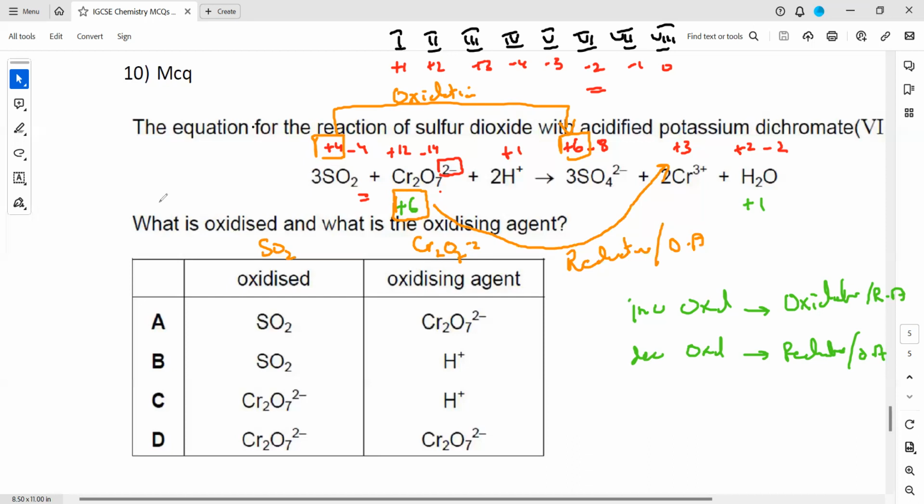For the substance in which oxidation happens, the opposite will be the reduction. So A will be the right answer. This is one way of getting it in terms of oxidation number. There is also another way. What is the second way? It is in terms of oxygen.